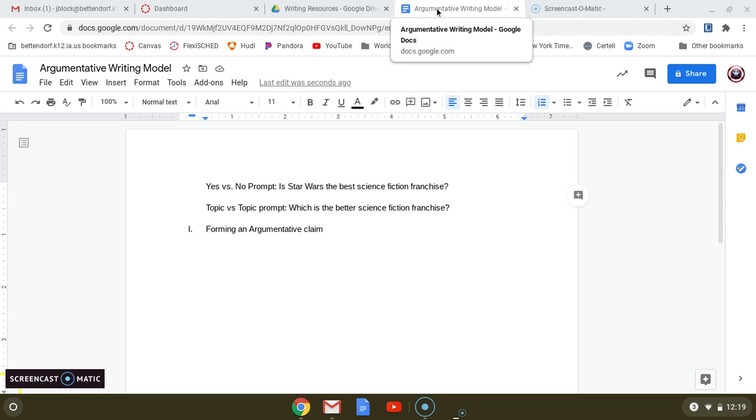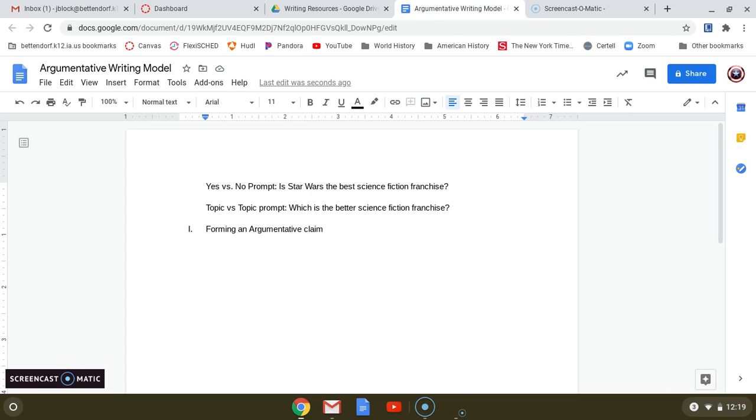Hello, historians. Today we're going to be starting our process of argumentative writing, and we're going to first start by looking at how to form an argumentative claim, as I have outlined right here. So before we can make the argumentative claim, we need to decipher what the question is asking, what type of response is being called for.